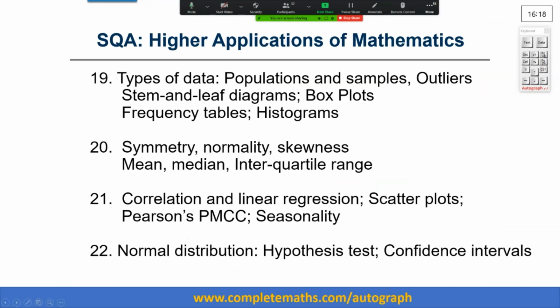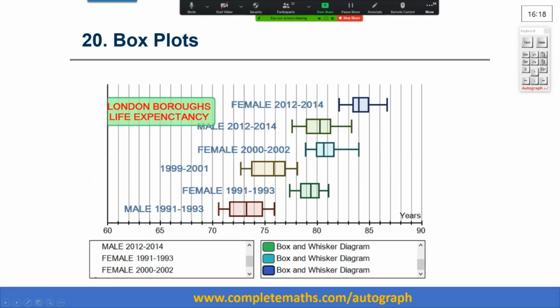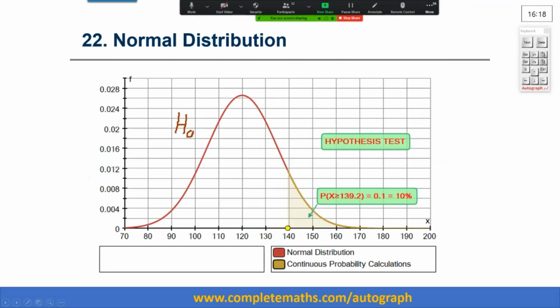And here's the higher applications of mathematics for those who are not necessarily going into mathematical subjects at university, but a really, really interesting introduction to statistics and problem solving. So here's a histogram, and here's the London boroughs, multiple box plots. It's a really good way of showing lots of data comparatively. And there's a scatter diagram again. Normal distribution, hypothesis tests, and type 1 errors. Beautifully done.